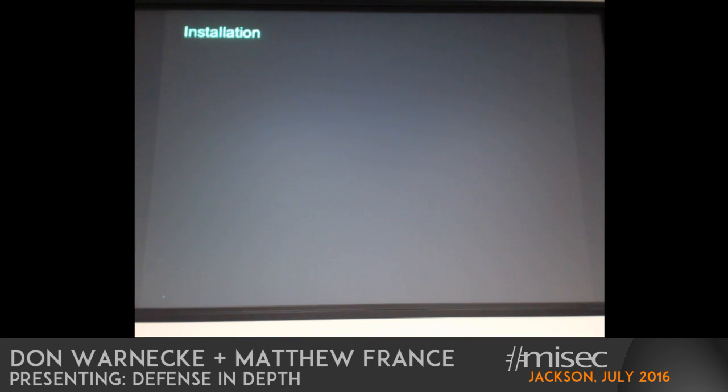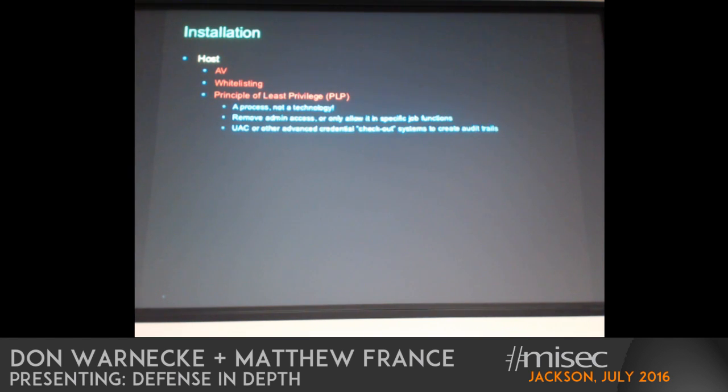So, moving on to installation. From a host level, there's a few things you can do, right? AV, whitelisting, the principle of least privilege. Now, this isn't a technology. This is a process or kind of a framework that you would implement. Maybe remove the admin access from your users.